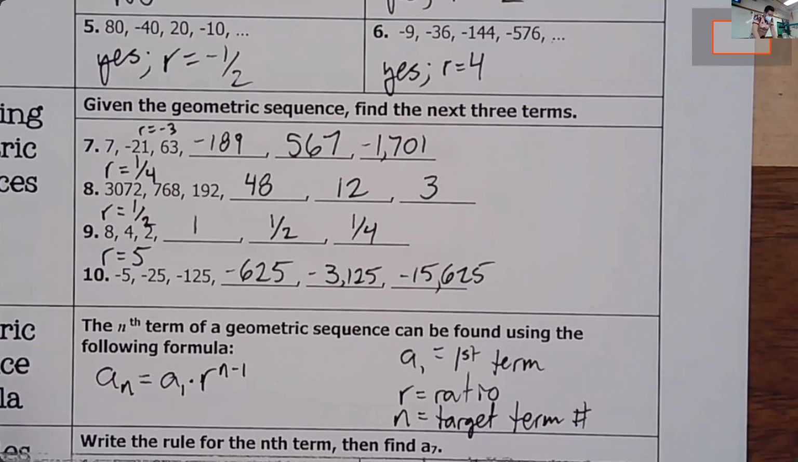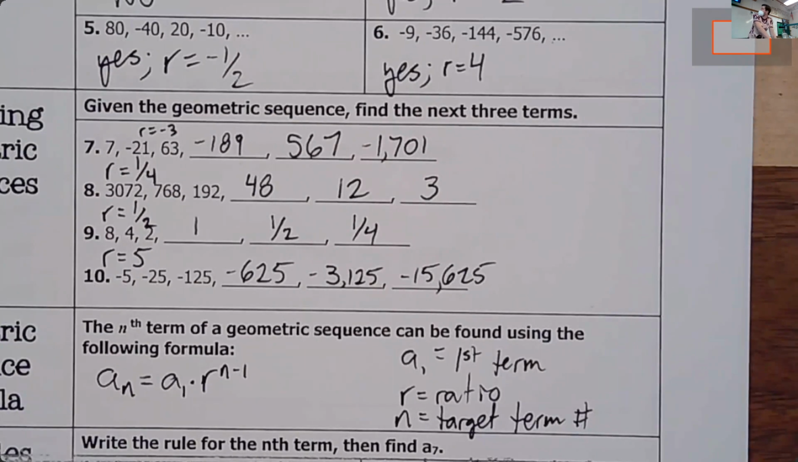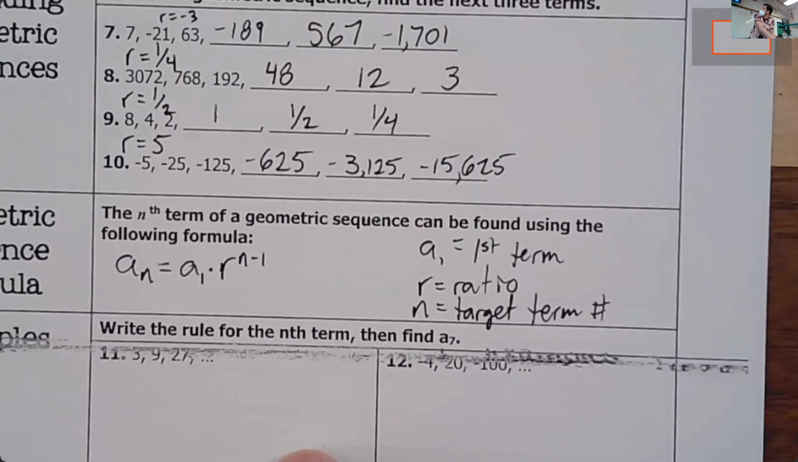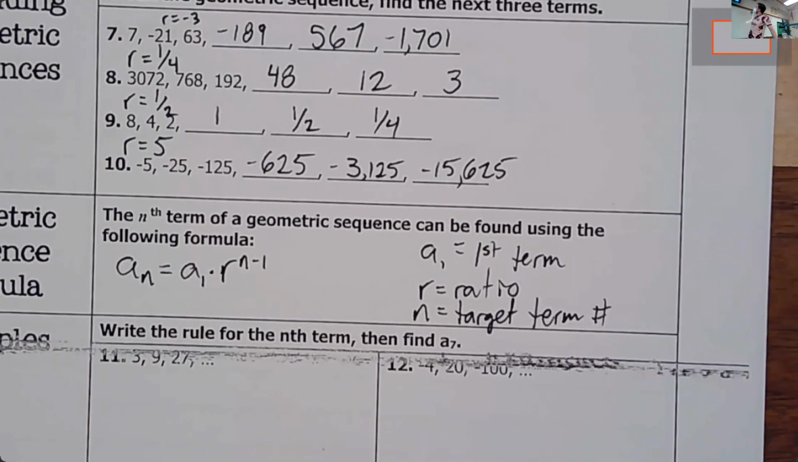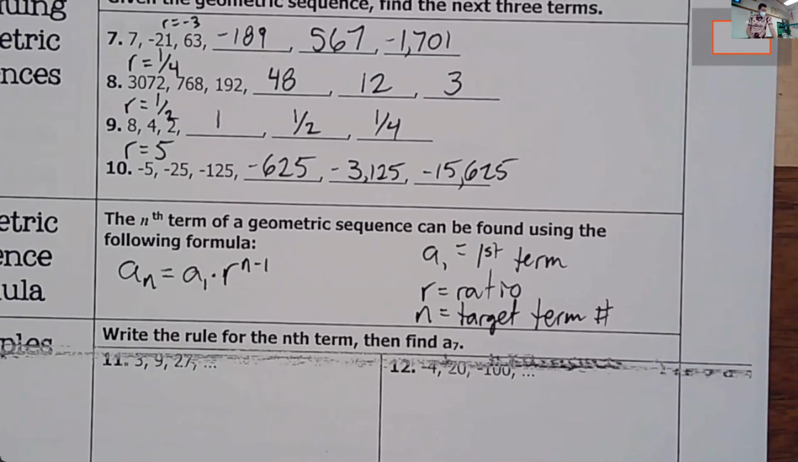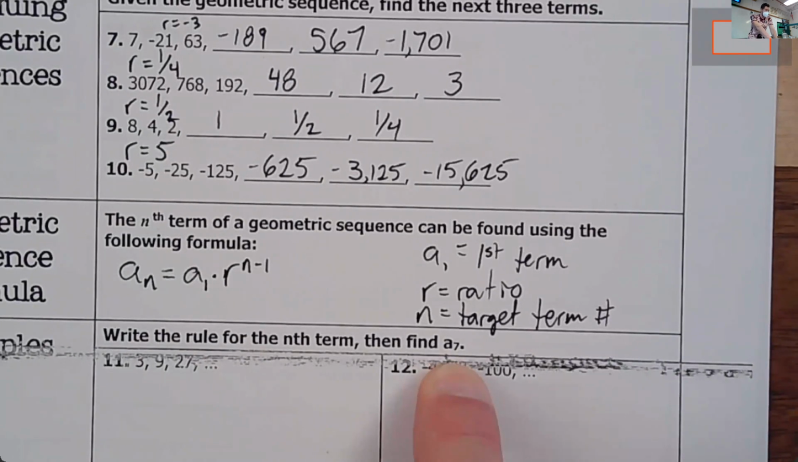So our examples begin with number 11 down here, and I think we can see those. It's a little bit challenging to see, but it's a 3, a 9, and a 27. And it says write the rule for the nth term. The nth term would just be a generic formula. And then we are going to find the 7th term in the sequence. A7 would be find the 7th term in the sequence.